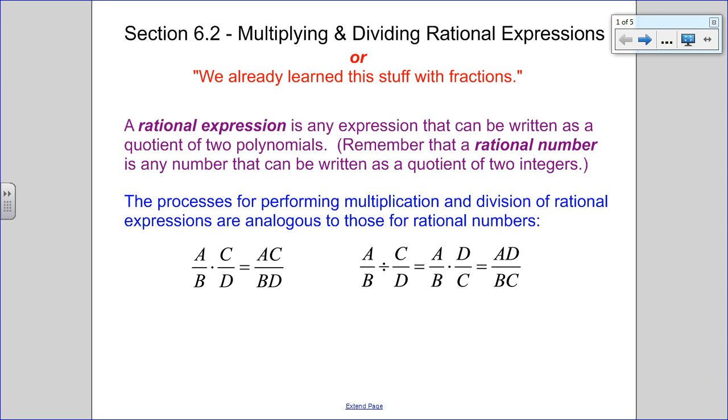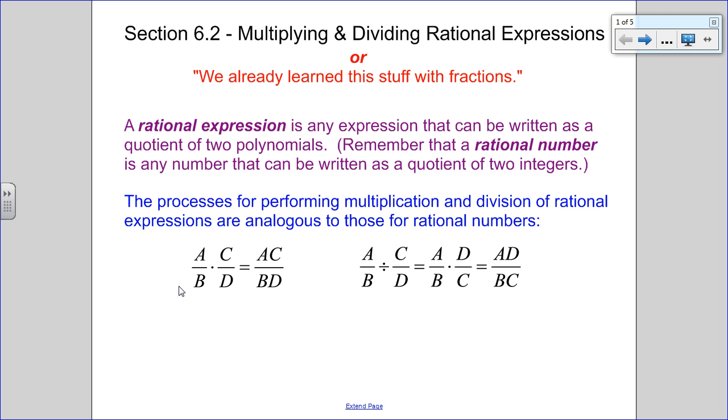Section 6.2 of your textbook covers the topic of multiplying and dividing rational expressions. The key idea to keep in mind is that the processes for performing these operations on rational expressions are analogous to those for rational numbers. The reason for this is the similarity between the definition of a rational expression and the definition of a rational number.